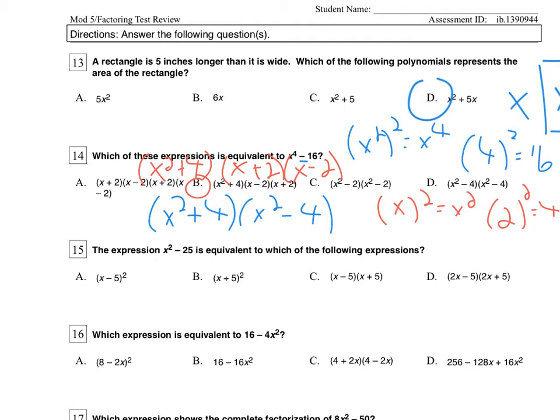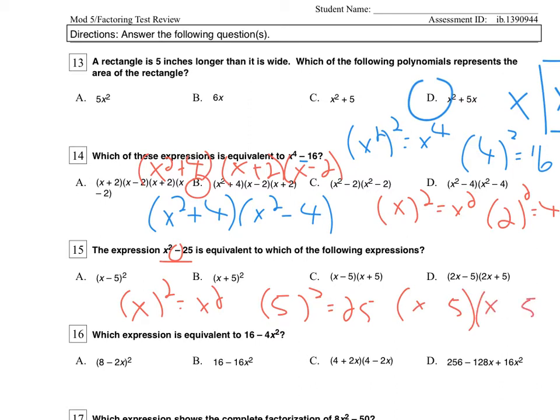All right, 15. So talking about difference of squares, we have two terms. There is a minus sign, so again, what squares to give us x squared? What squares to give us 25? x and 5. So then we get x and 5, x and 5. Make one positive, one negative. Our answer is C. Remember, plus minus doesn't matter which one you put it on, so the order of those two doesn't matter.